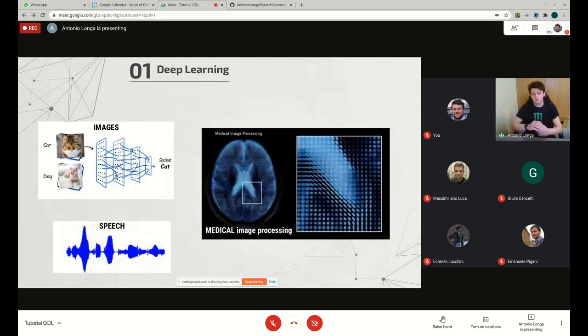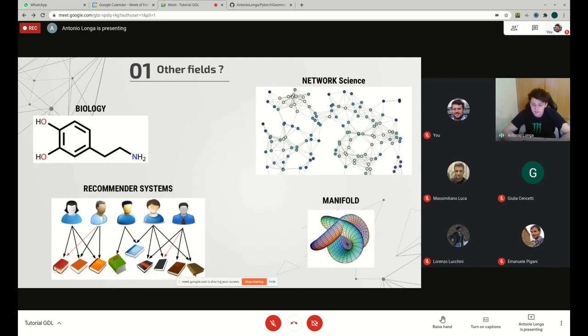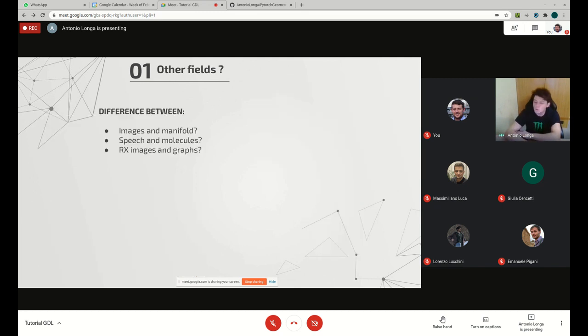Let's start. As you probably know, deep learning in the last decades has been used in several areas like medical images and speech recognition, and we achieved amazing results through deep learning techniques in these fields. But what about other fields like biology, recommendation systems, network science, or manifolds? What is the main difference between an image and a manifold, or a speech and a molecule, an X-ray image and a graph? Well, the latter live on non-Euclidean domains.